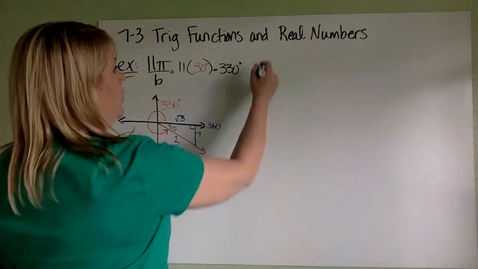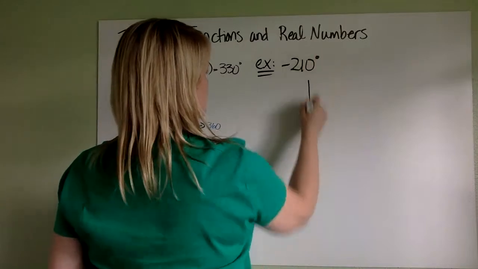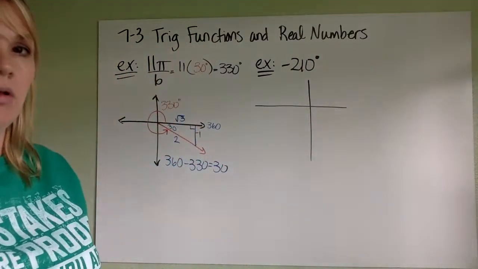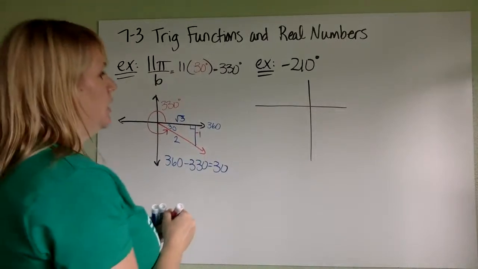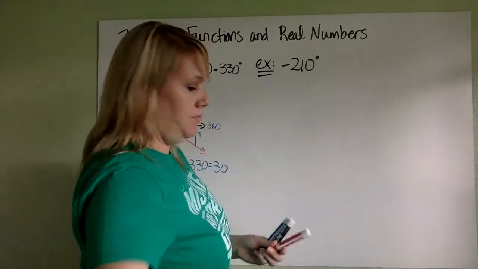All right, so what if they give you negative 210 degrees? You don't have to convert anything, but you do have to draw an angle in the backward direction, right? Oh, this isn't going to work, sorry. Let me redraw that.